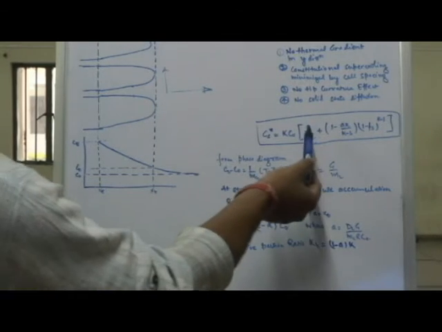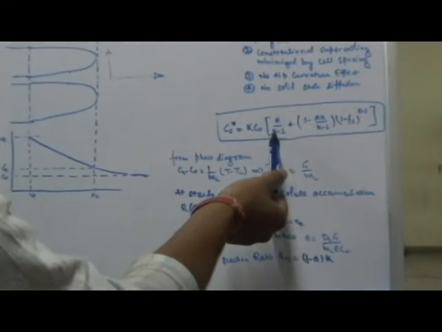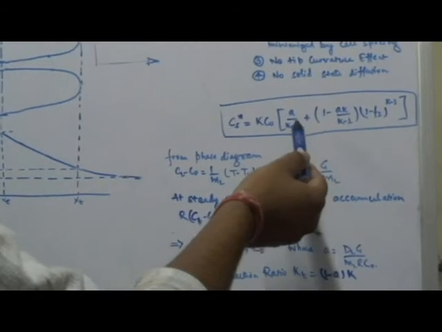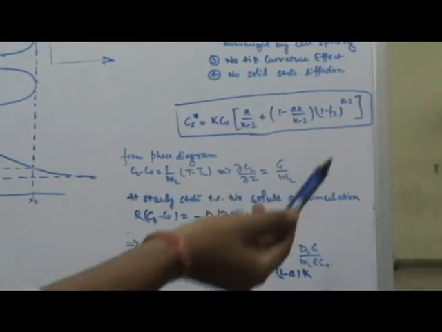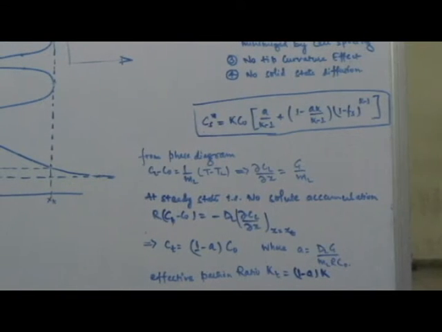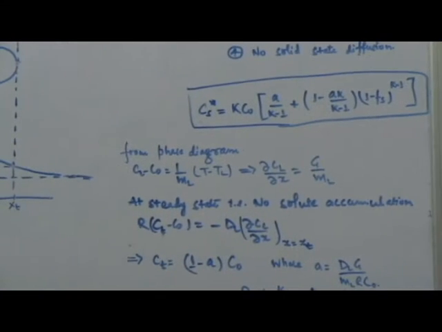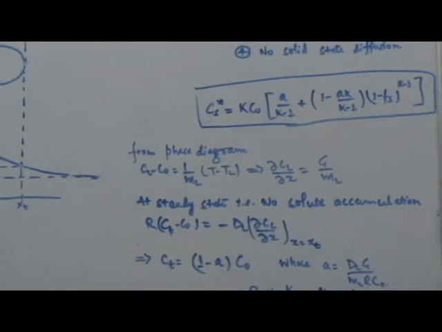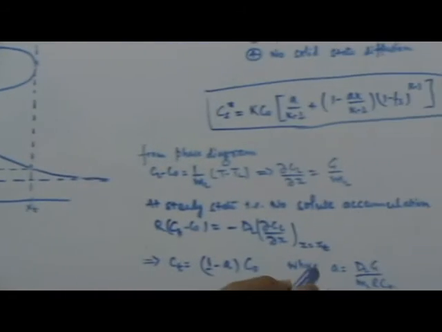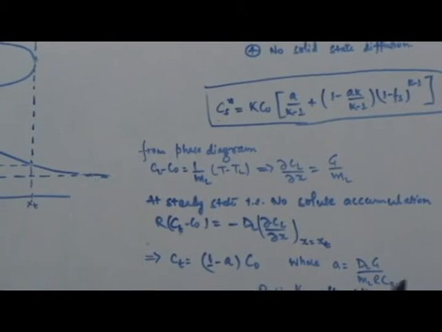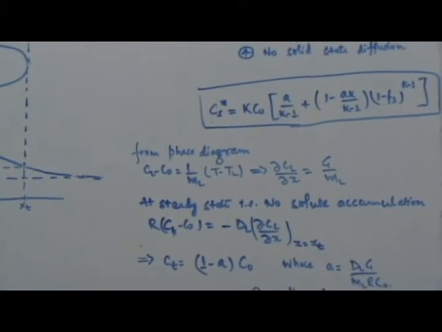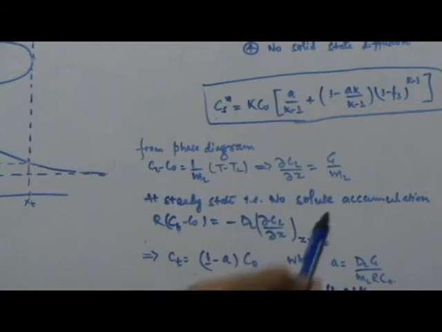Then we have one parameter A. Again there is a K, and K minus 1 plus 1 minus A by K minus 1 into 1 minus Fs raised to the power K minus 1. Fs is the fraction solidified. So what is A? A is a parameter which is equal to D L G by m L R C naught. So from where do we get this relation?